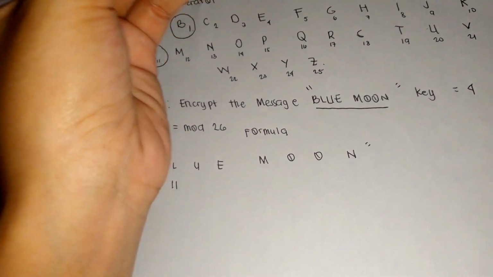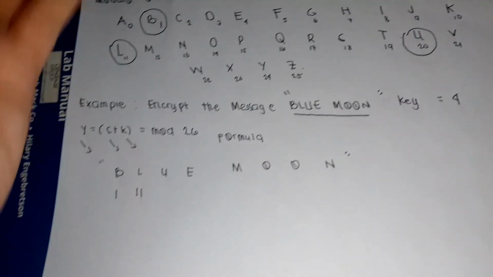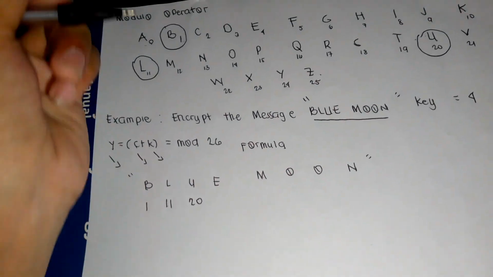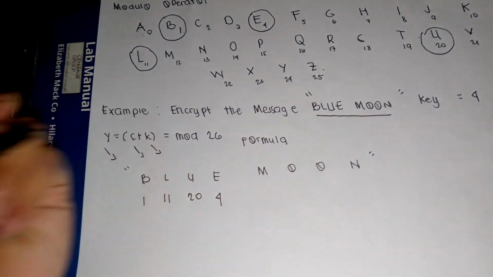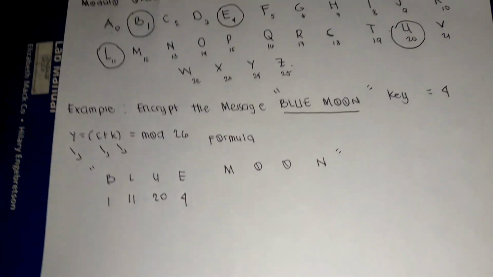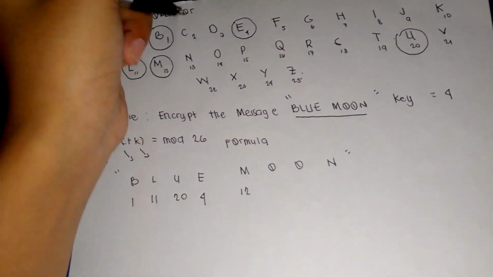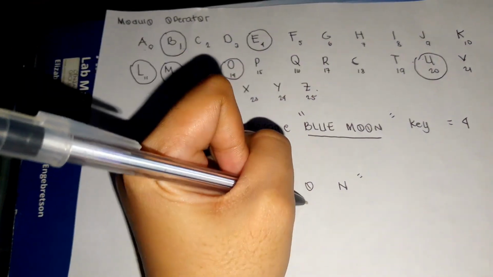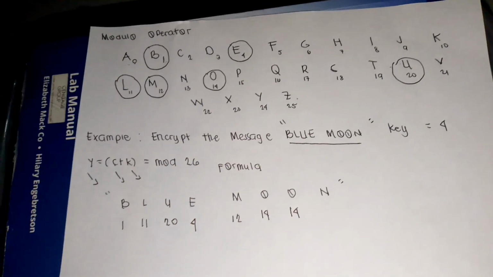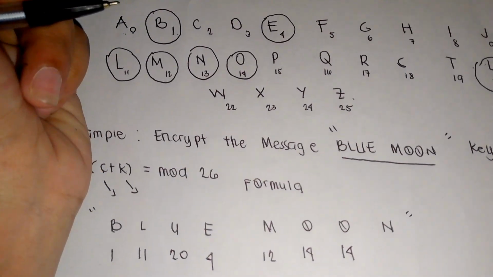The U. U is right here. Okay? U is right here, and the corresponding number of U is 20. As you can see, E's corresponding number is 4. So we're done with the blue. Now let's go to the moon. M, the corresponding number of M is 12. O is 14. As you can see, we have 14. Another 14 because they are the same letter. N is 13. As you can see, 13. So we have 13 right here.